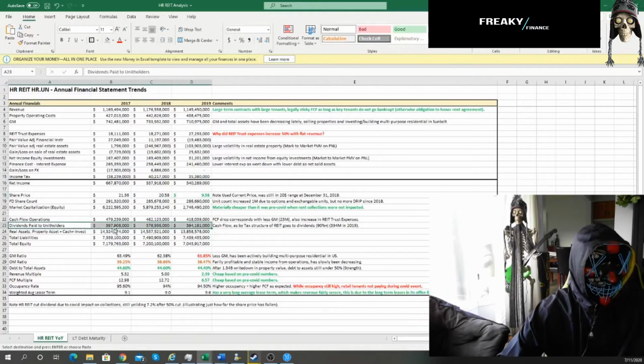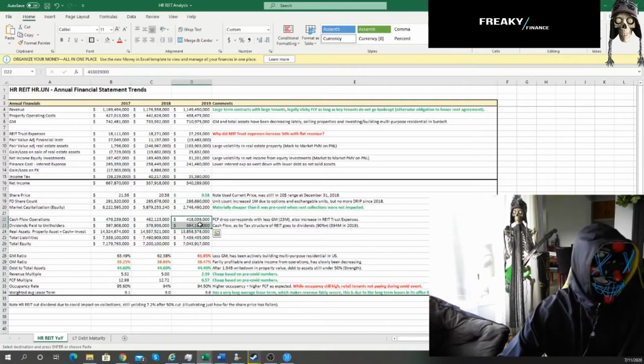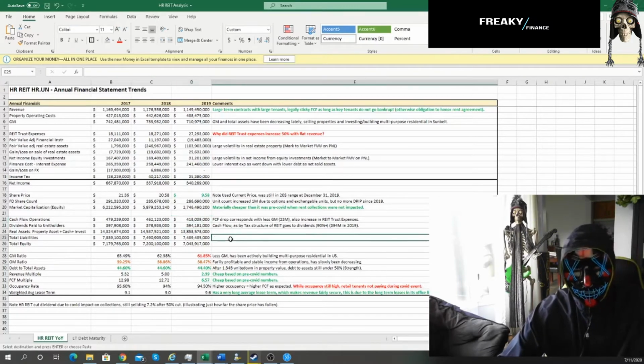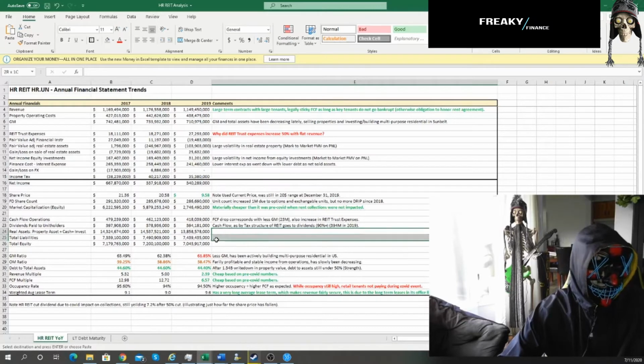Dividends paid to unit holders, that's the main reason you own a REIT. You can see that almost, not all the time, but most of the cash flow from operations had to go to dividends. The rest would go to CapEx, so they're reinvested in the business. And that's just how tax structures work for REITs. They have to pay a large percent of their net income as dividends, or cash flow as dividends.